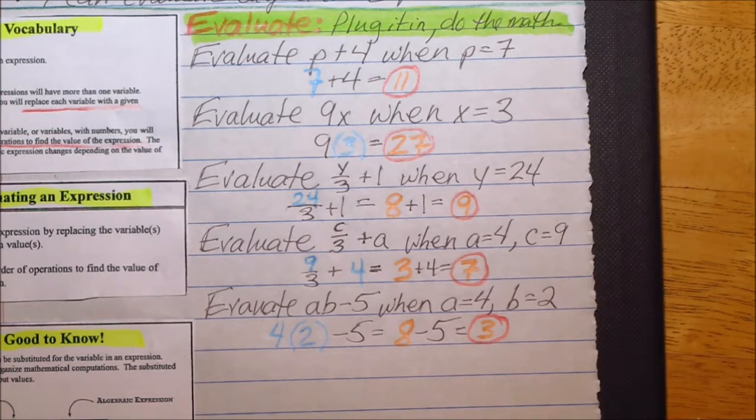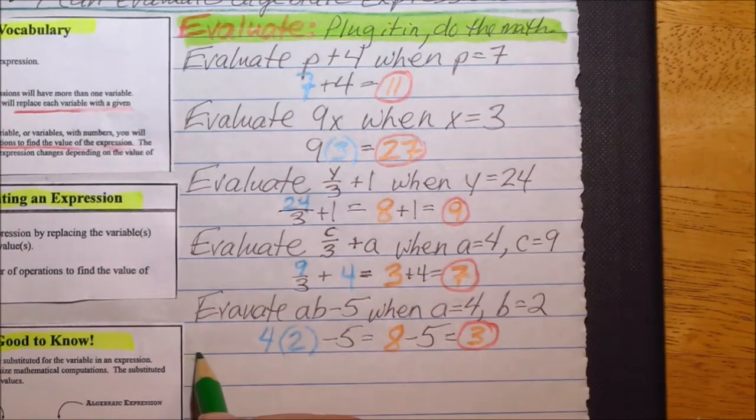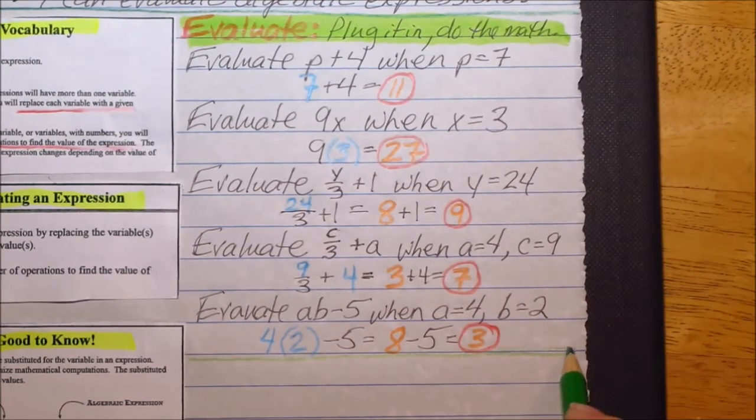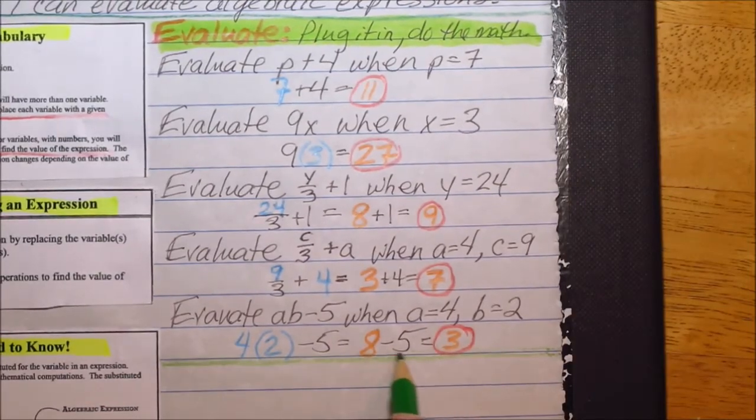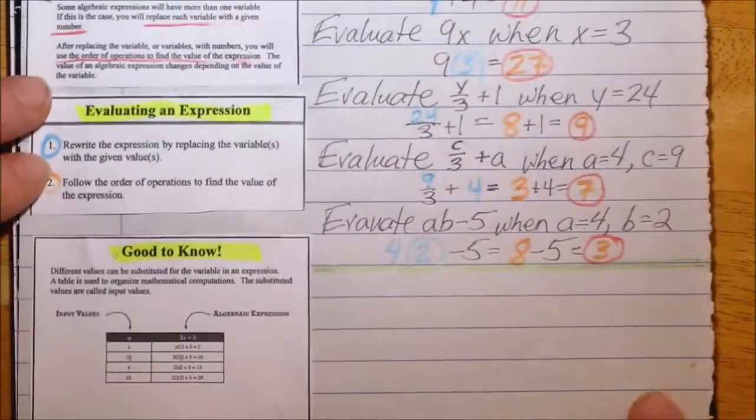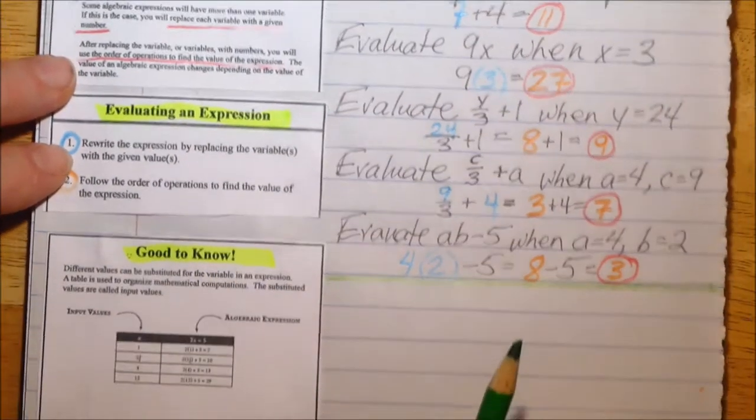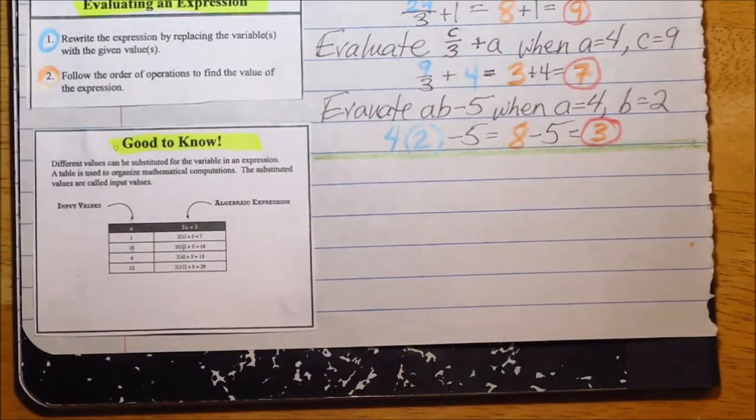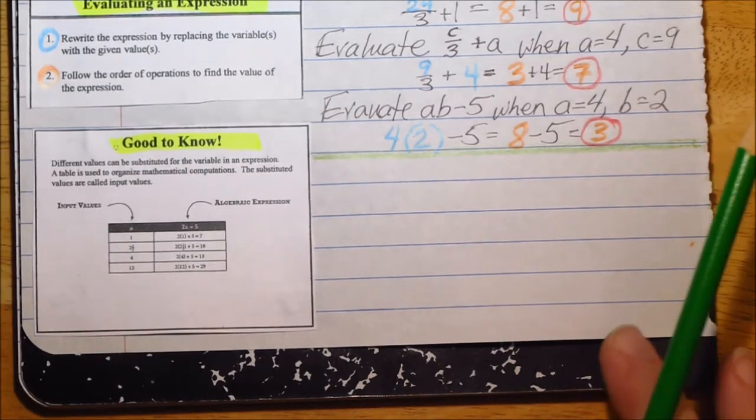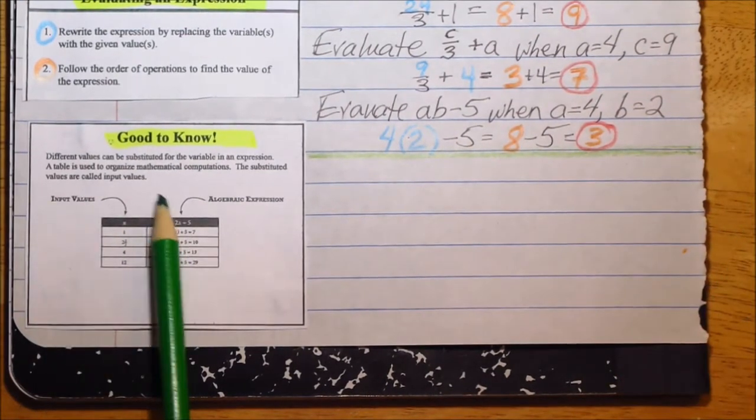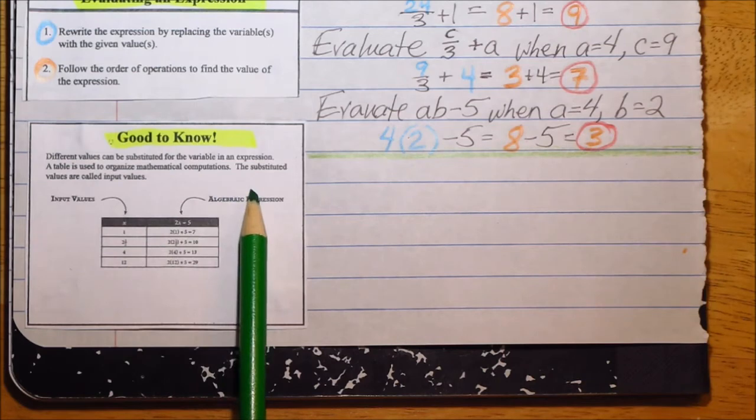All right? Very simple. All right, so there's one other problem you're going to see on your worksheet that we're going to do in this space here. So I'm going to draw a green line because it looks a little bit different. And that's talking about what they're showing in this last little notes here. There we go. All right, so sometimes different values can be substituted for the variable in an expression.